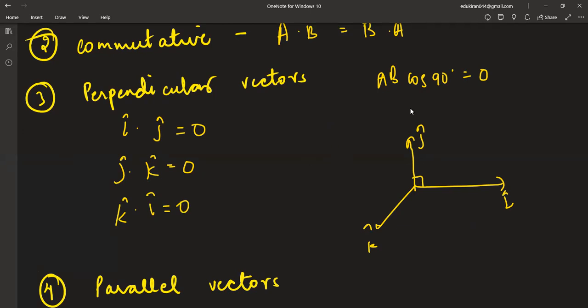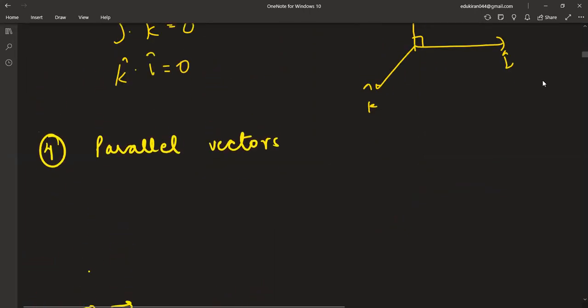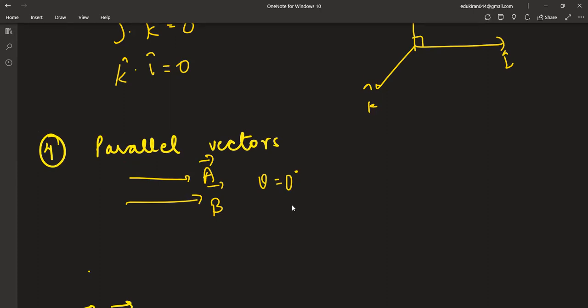But let's talk about parallel vectors. What is cos 0 degree? When we are talking about parallel vectors, your theta will become 0. When we talked about perpendicular vectors, theta was 90, so cos 90 became 0. This is vector A, this is vector B. I have repeated this multiple times, the angle becomes 0 degrees if two vectors are parallel. If they are anti-parallel, then it is 180 degrees. But right now I'm talking about parallel vectors, so theta is 0 degrees.